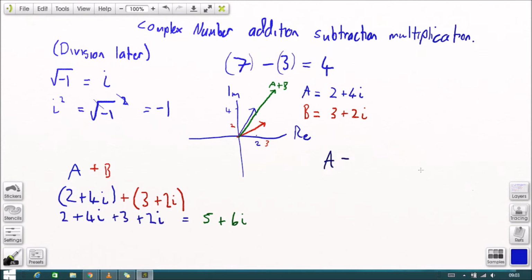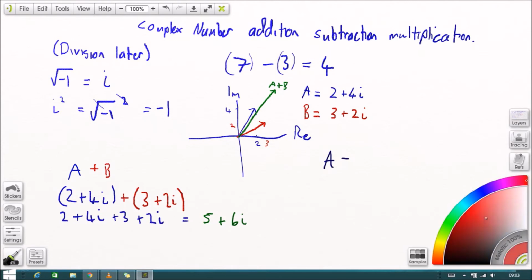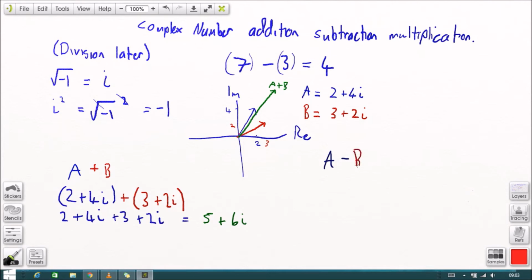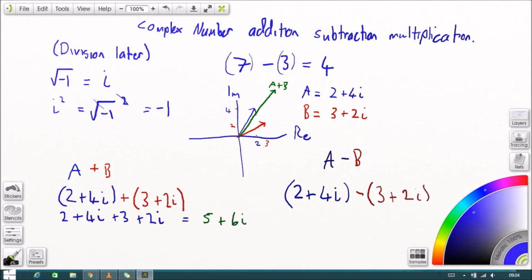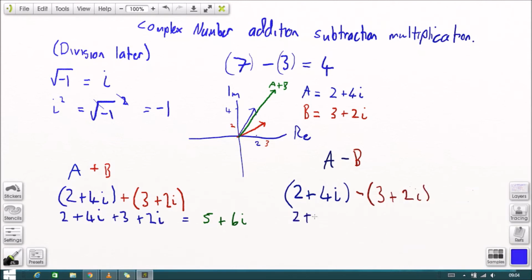Next we'll do A minus B. So remember, A is all of 2 plus 4i, so that's the complex number A, minus, now I'll put in brackets because we're subtracting 3 plus 2i. Now that minus sign is important here. We have to expand that minus sign so that we've got everything taken outside of the brackets. So that minus is minus the 3 and minus the positive 2i.